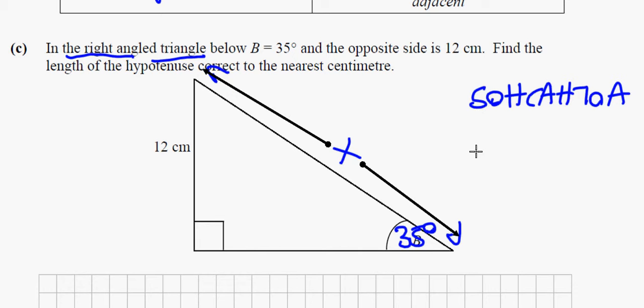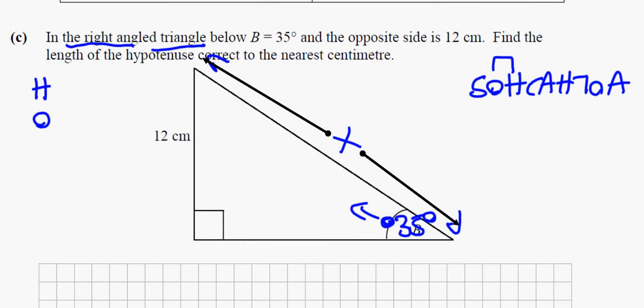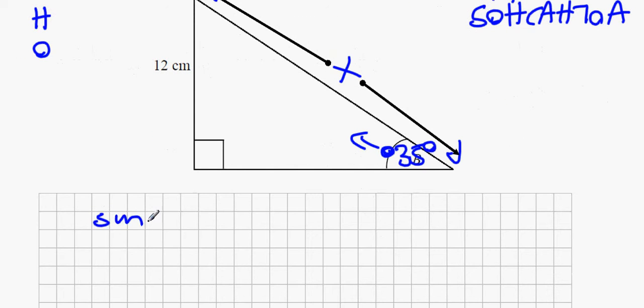Okay, so what we got to remember is we're looking for the hypotenuse. So what we have here is H. We know the opposite, because look, where the eyeball always looks is the opposite. So we're going to use O and H, and therefore we're going to use sine. Sine of 35 degrees always equals opposite over hypotenuse. Opposite is 12 centimeters. The hypotenuse is X.